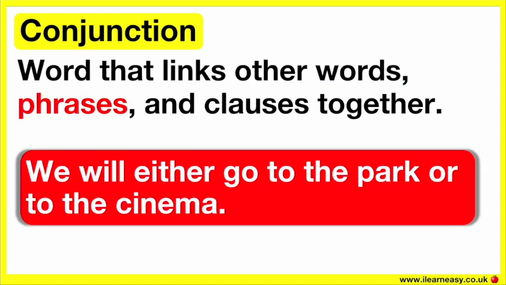An example of a conjunction linking phrases is we will either go to the park or to the cinema. The conjunction in this sentence is or. It links the phrases to the park and to the cinema.